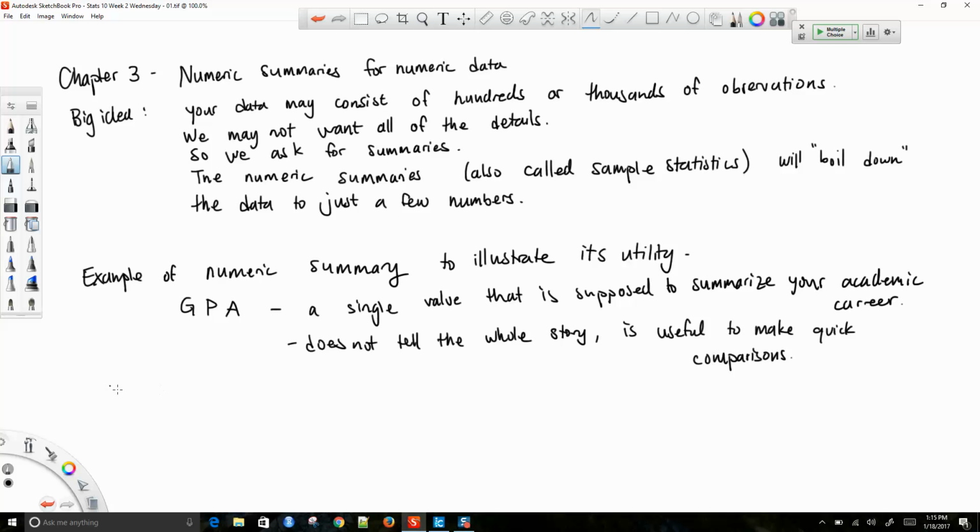And we have a few numeric summaries that can be used for any set of numeric data, okay? So numeric summaries for any set of numeric data.